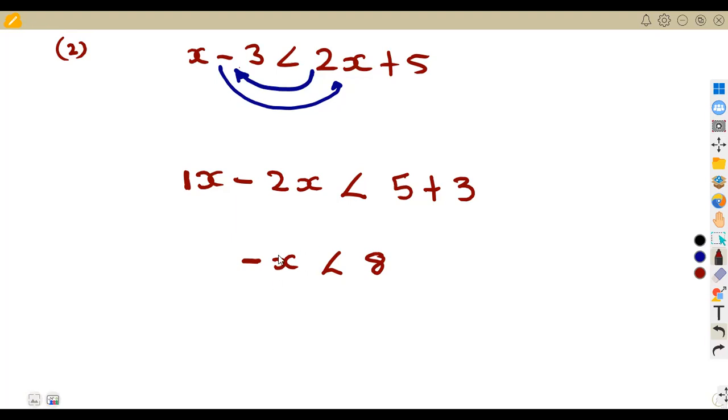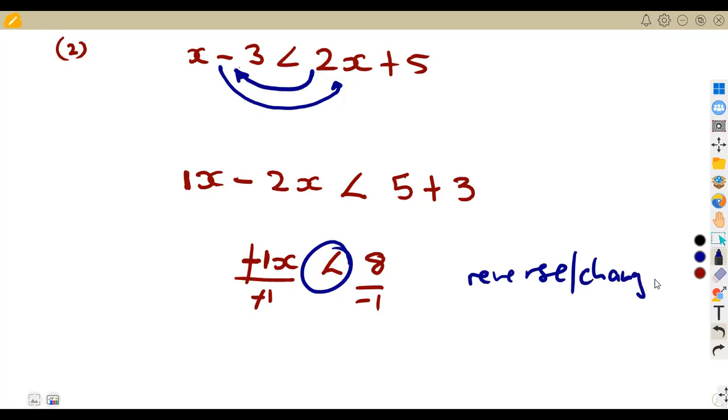We are supposed to have the value of x, not minus x. This is a minus x, as we need the value of a positive x. So what you're supposed to do is to divide. This is the same as -1, so we divide by -1. The moment that you divide by a negative, the sign reverses. You're supposed to change the sign, right?